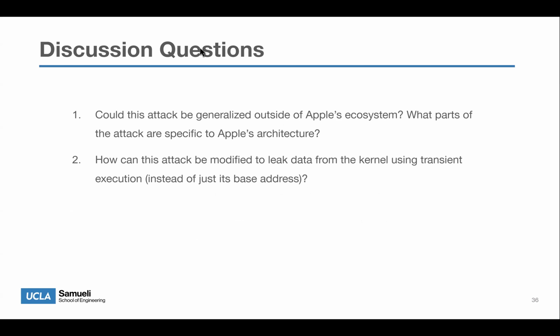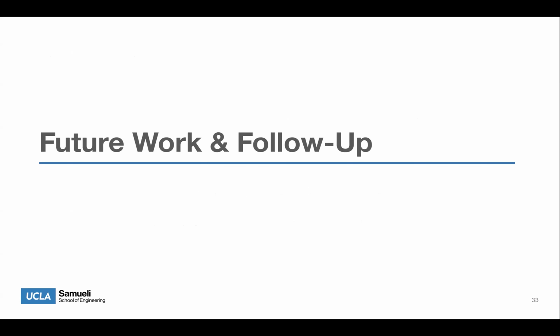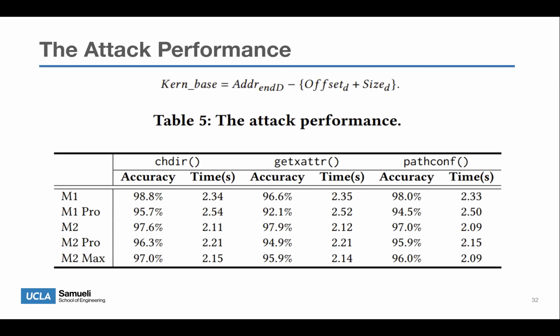I was wondering how effective their attack was in terms of the latency it takes. Do they consider that the randomization happens once, or that the start of the kernel address is randomized frequently?